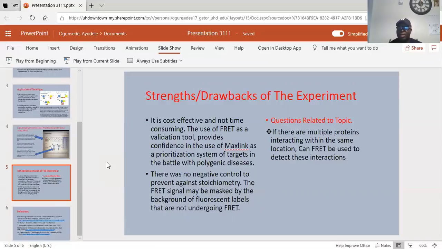One of the questions I have related to this topic: there were multiple proteins, but if FRET is used as a single molecule protein-protein interaction method, how were they able to come up with 18 other proteins that were interacting with this gene?